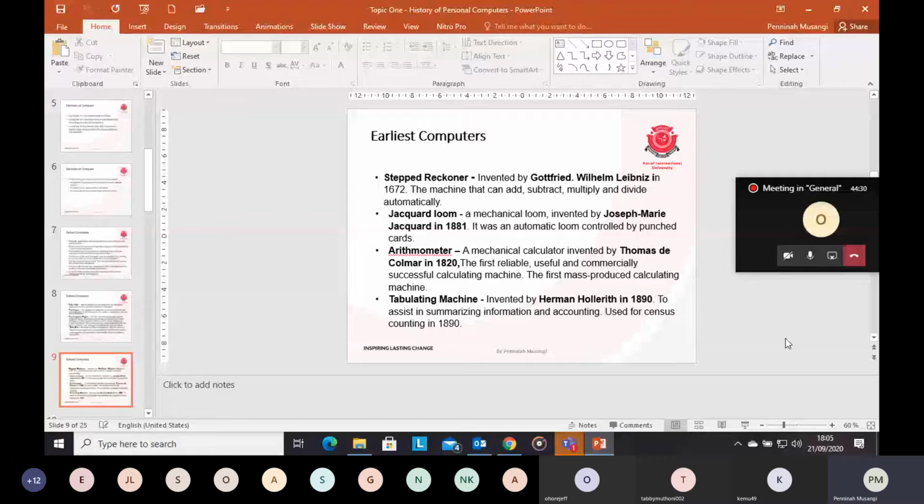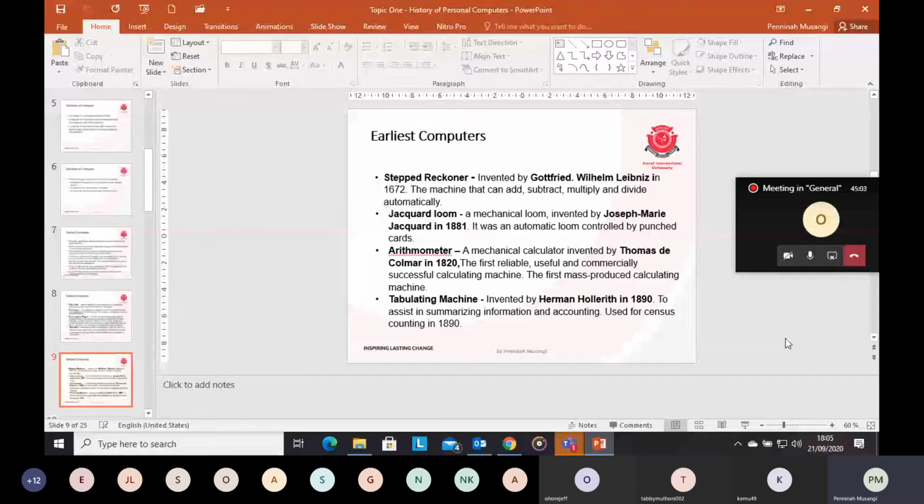Then we had the arithmometer. This was a mechanical calculator invented by Thomas de Colmar in the year 1820. It was the first reliable, useful, and commercially successful calculating machine. It was the first mass-produced calculating machine. Mass-produced meaning they were produced in numbers so they could be sold to businesses and to companies.